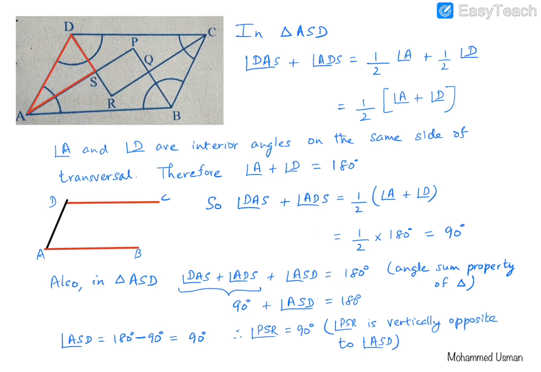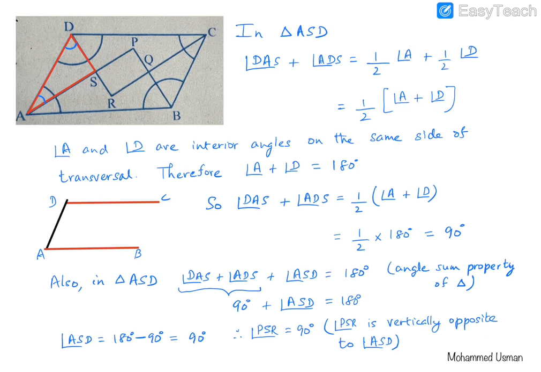So let me mark those angles. Angle DAS is this angle over here, and angle ADS is this angle over here. So DAS, which I marked in blue here, is half of angle A because AS is a bisector of angle A, and the angle ADS, which I marked here, is half of angle D. So the sum of DAS and ADS is half of angle A plus half of angle D. So we can take the half as a common factor, and we have half of angle A plus angle D.